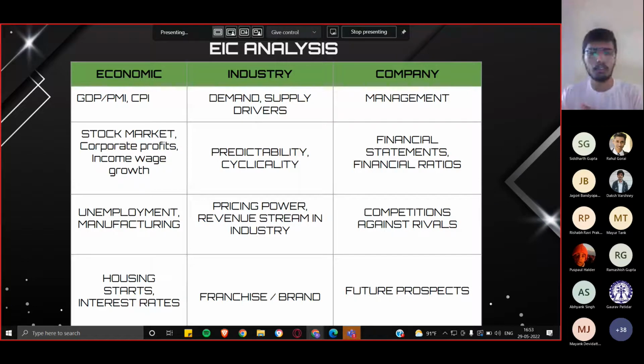Like today's date, 29 May 2022, and after 1 year we are calculating the cost of all that basket. So it's basically the price after 1 year divided by the price today, multiplied by 100. That's what CPI is about. It also tells about the inflation of the country. And one more point on GDP and PMI.